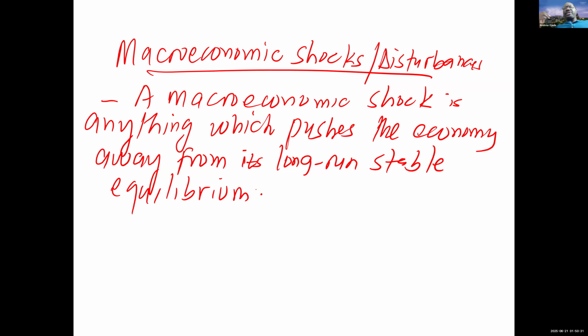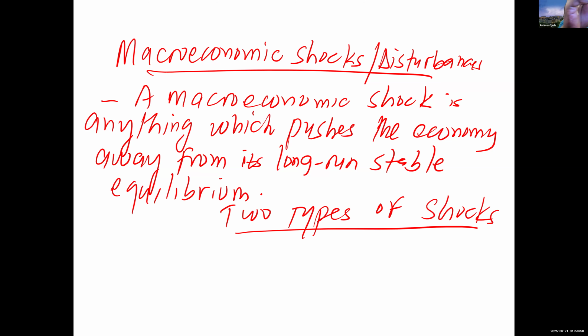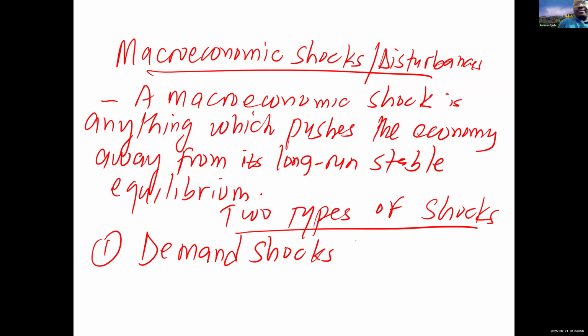So anything that is going to push the economy away from its long run stable equilibrium is going to be called a macroeconomic shock or disturbance. So there are two types of macroeconomic shocks. The first shock is what we're going to be calling a demand shock or demand-driven shock. We just call them demand shocks.